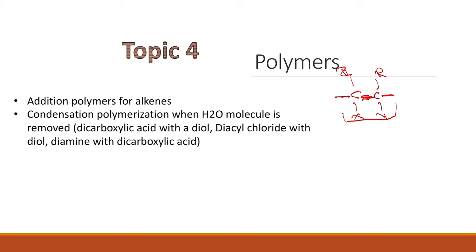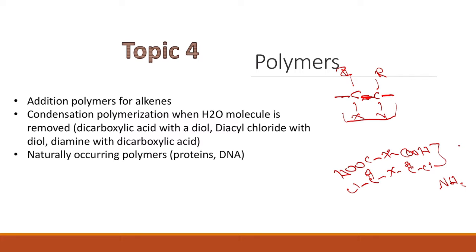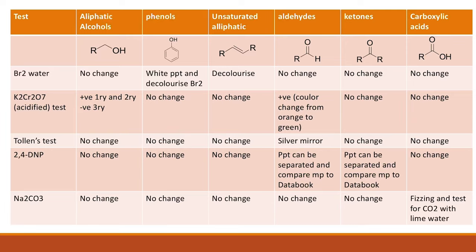Condensation polymers come from condensation polymerization. It comes either when you react a compound which has two carboxylic acid groups, like X here, or it could be an acyl chloride on both sides, like this one, with an alcohol, or with an amine, which will end up making either an ester or an amide. Remember that proteins and DNA are naturally occurring polymers.